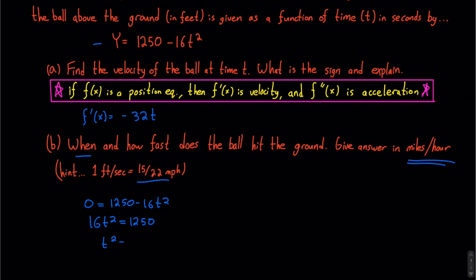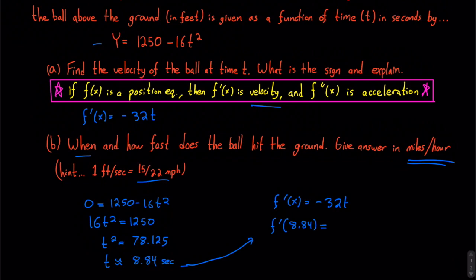When we do this, you're going to be using your calculator; you're not going to be doing it in your head. It'll be about 8.84 seconds. So that's when the ball hits the ground, because its height equals 0. But now we need to know how fast. Since we want to find velocity, we're going to look at our derivative, which we found in part A, which was negative 32t. Now we're going to plug in the time that we found over here into here. So 8.84, and we find that this equals about negative 282.88 feet per second.